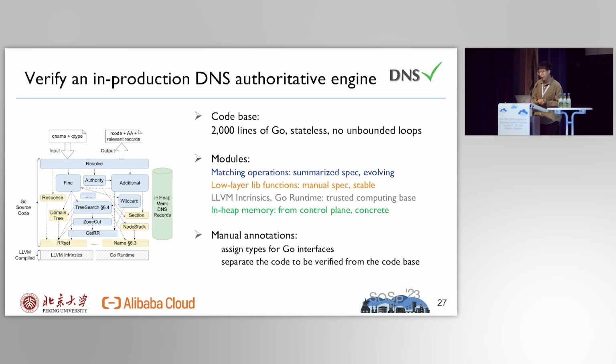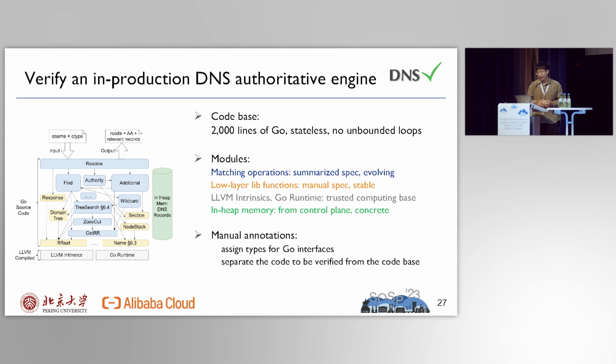Next, we will share how we verify an in-production DNS authoritative engine with DNSV. The target code base is stateless and includes around 2,000 lines of Go code. We classify the modules into matching operations, lower layer library functions, in-heap memory, and runtime intrinsics. The blue modules are matching operations which are involved, so we use specification summarization on them. The orange modules are lower layer library functions which are relatively stable, so we write manual specifications for them. The green modules are LLVM intrinsics and Go runtime. They are inside the trusted computing base. And the green modules is the in-heap memory which holds the DNS records.